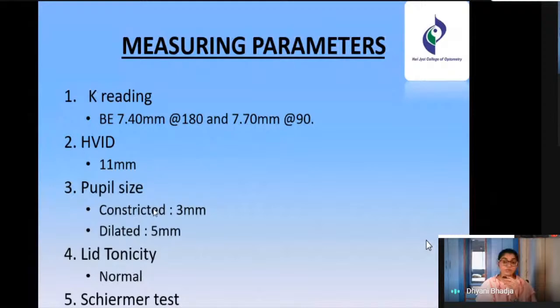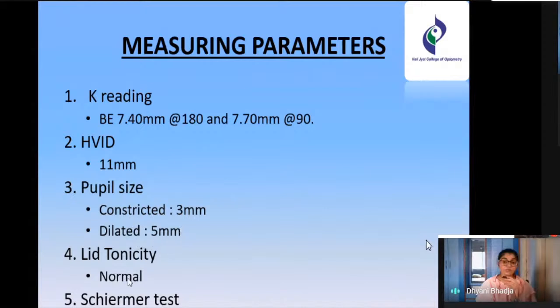HVID is horizontal visible iris diameter. How can we measure it? We can measure it by a simple millimeter scale, measuring limbus to limbus across the horizontal. So here the patient's HVID is 11. Pupil size constricted is 3 mm and dilated is 5 mm.